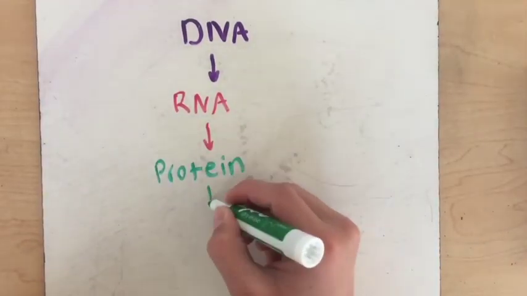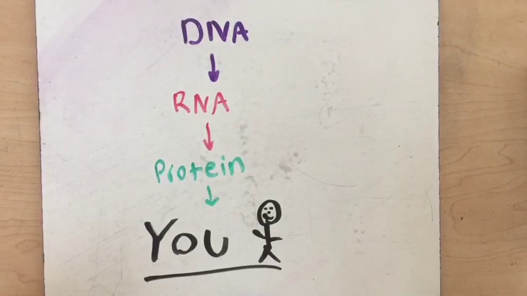DNA to RNA to protein to you is often called the central dogma of biology. But why is this important? Well, eventually, proteins are made in this process. But the proteins make up you. But why do the proteins matter?